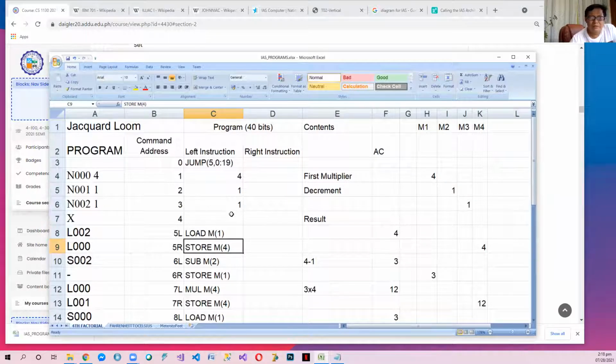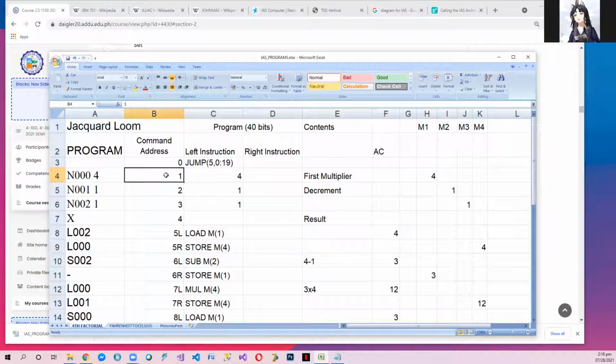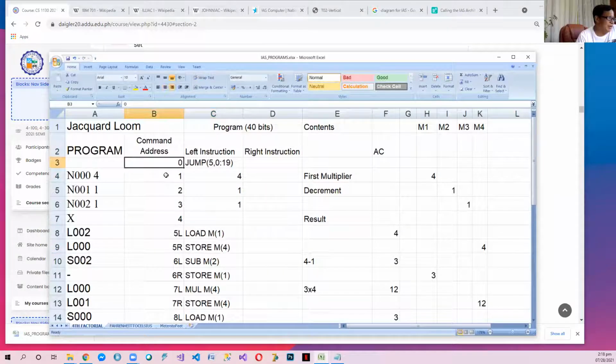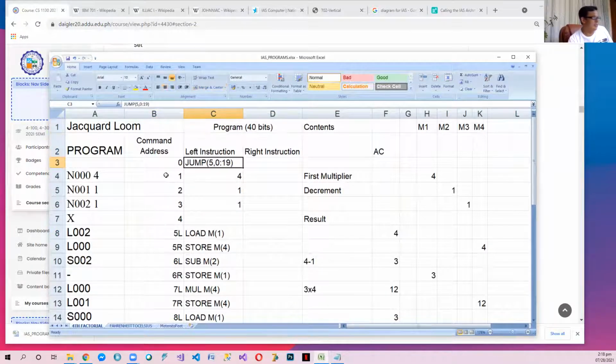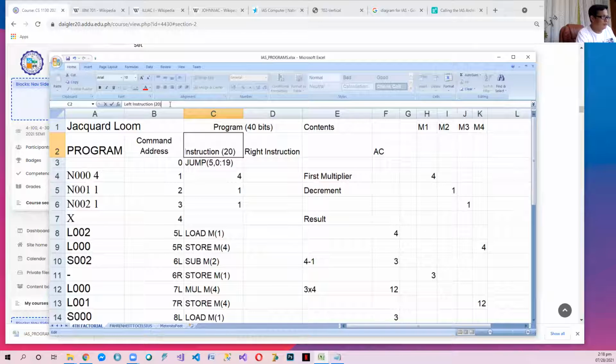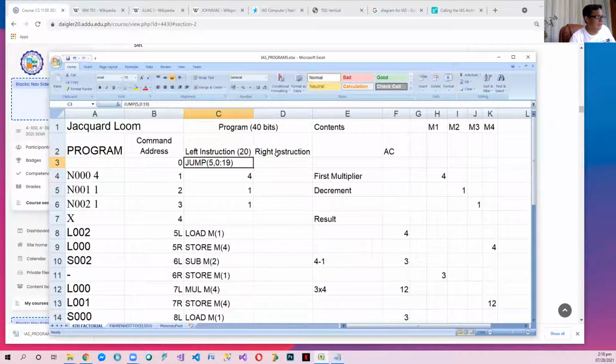Do you follow? Okay. Now, let's look at the word address. This is our command address. This is address 0, this is address 1, 2, 3, 4, this is address 5. Okay, do you follow? Yes, sir. So at address 5, we have 40 bits. The left instruction is 20 bits. The right instruction is 20 bits. Okay? 20 and 20. This is how it looks.